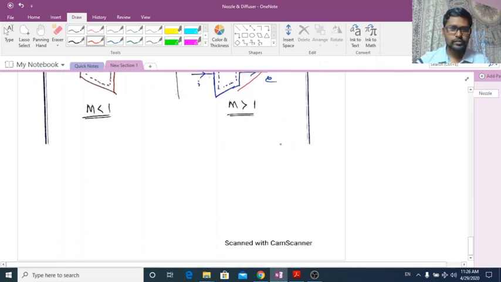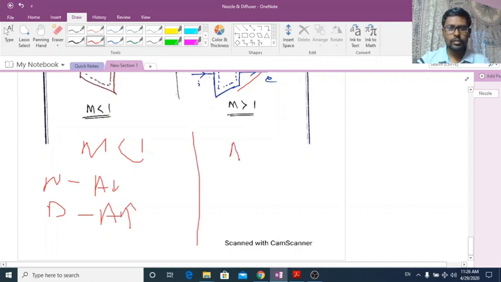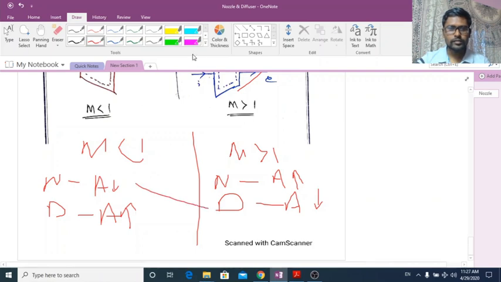Okay, so I will summarize here. If Mach number is less than 1, then for nozzle area will decrease, for the diffuser area will increase. Next, if the Mach number is greater than 1 or supersonic flow, then for nozzle area will increase, and for the diffuser area will decrease. These are opposite cases. Okay. So what happens in the case of nozzle and diffuser depending upon the Mach number, you have already seen.